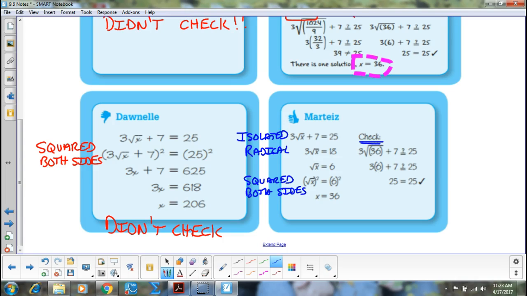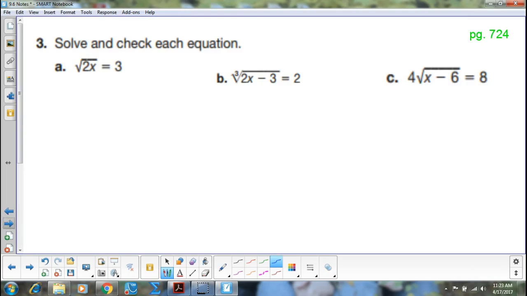We're going to do that process. Now, we're going to go on to page 724. At the bottom, it's number 3, and then it's parts A, B, and C. So it's all on 724. What I would like you to do now is solve those 3 problems for x.